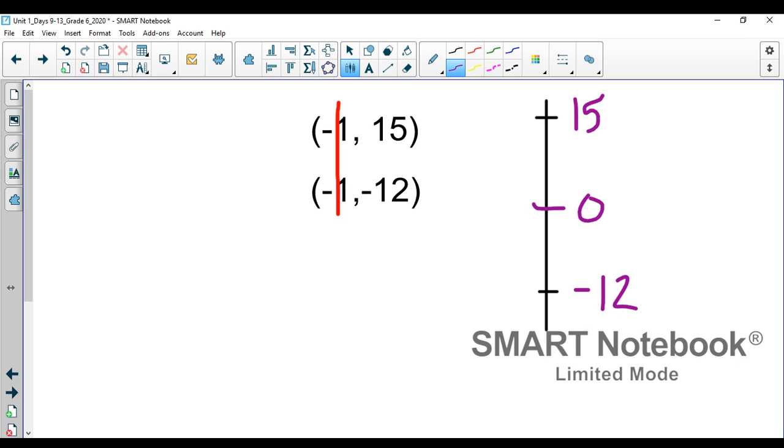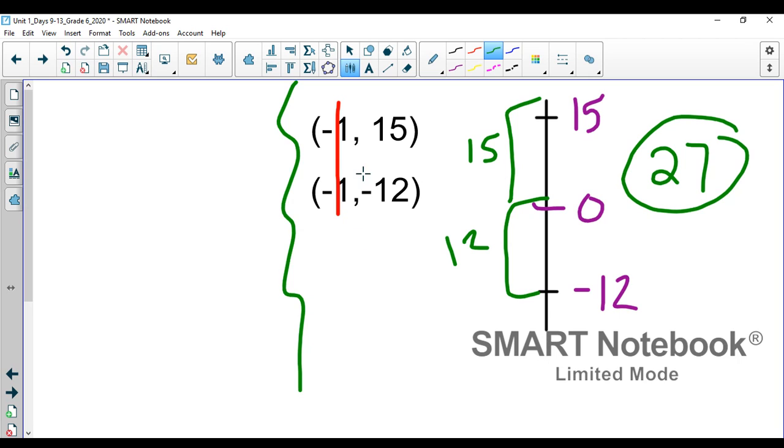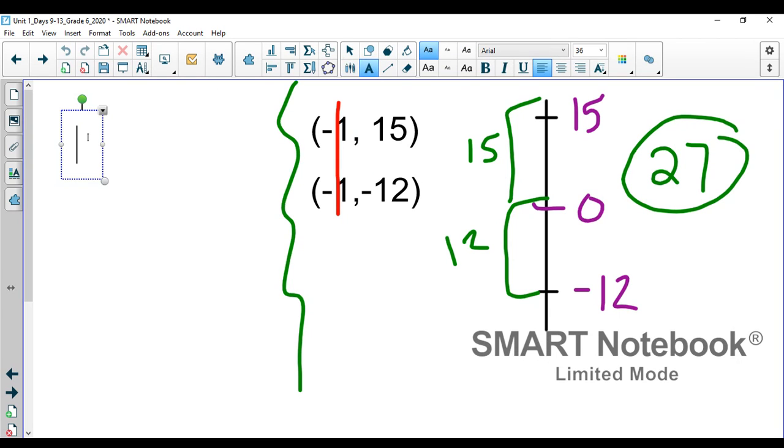So a different way that you can think about this, if you didn't want to have to use the coordinate grid, is okay, from negative 12 to 0, that's 12 units. From 0 to 15, that's 15 units. So it's a total of 27 units apart. I'm going to leave this example right here and just show one more before you try some practice on Khan Academy and then get to the problem.